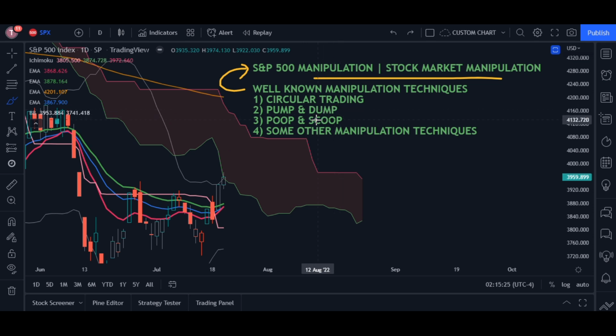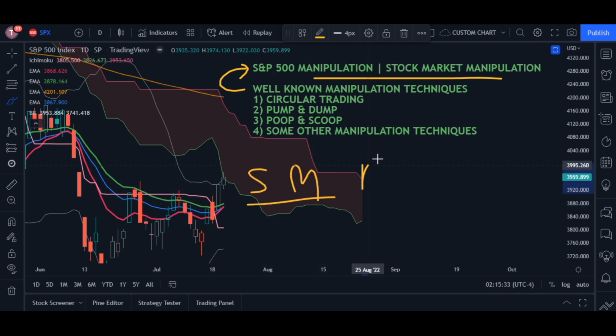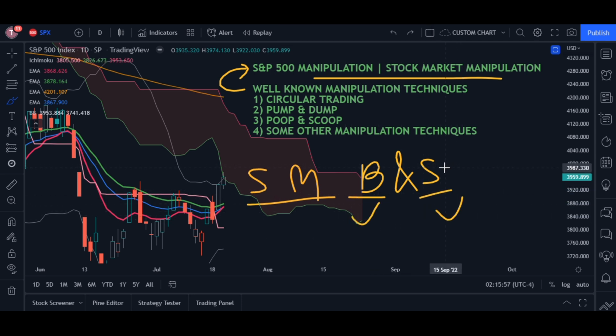So guys, before we talk about manipulation or the manipulation techniques, we need to understand what the stock market is. A stock market is a place where we have buyers and sellers, and these buyers and sellers are participating in trading. Now the question is, buyers and sellers of what? Buyers and sellers of stocks, futures, commodities, options, meaning the derivatives, etc.